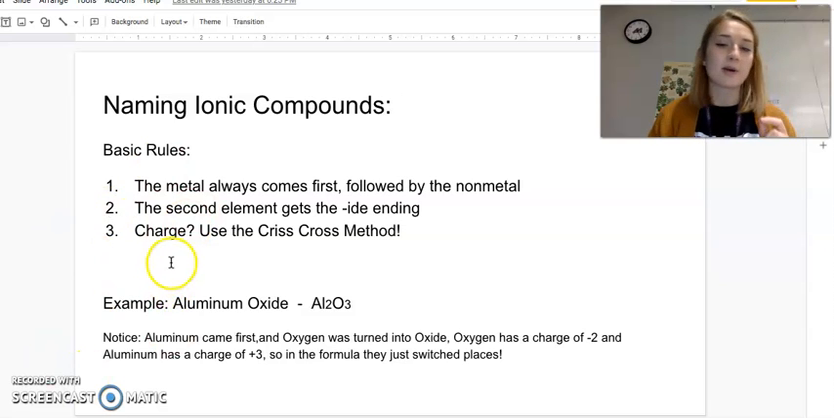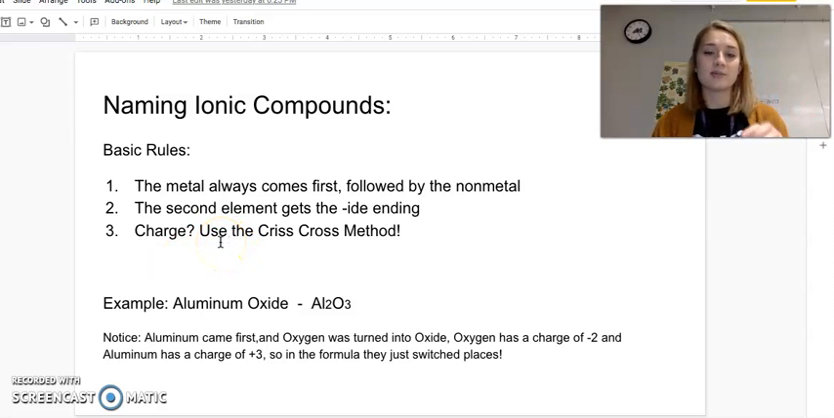And then here's the tricky part, especially with transition metals. And we'll deal with these a little bit more in class as well. We have to use this thing called the crisscross method to figure out what numbers I need in the formula. And I'll show a picture for the crisscross method in a second, but let's just look at this example down here. So aluminum oxide, notice my little caption down here. Notice aluminum came first, right? It's the metal. Oxygen was turned into oxide with that ending.